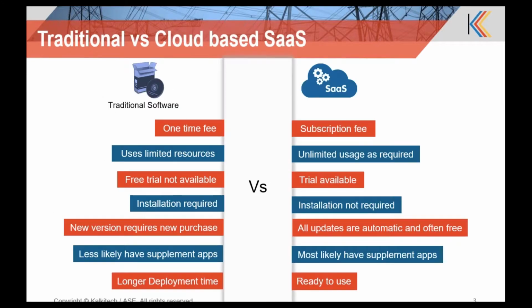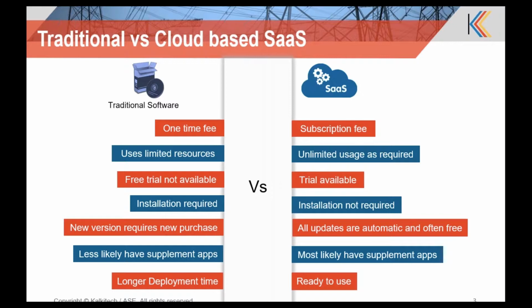So let's look at the difference between traditional software and SaaS. SaaS is software as a service, which is a licensing and delivery model for the software, and it's offered on a subscription basis. In this SaaS model, software will be hosted on a central server, and the user can access the software using web browsers.